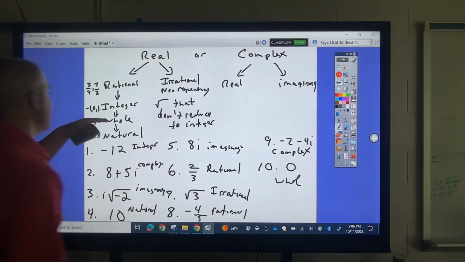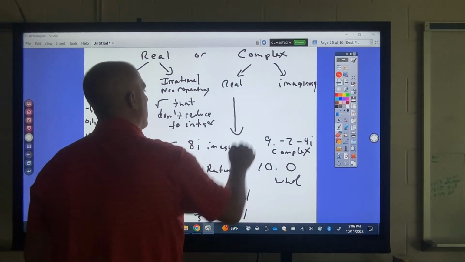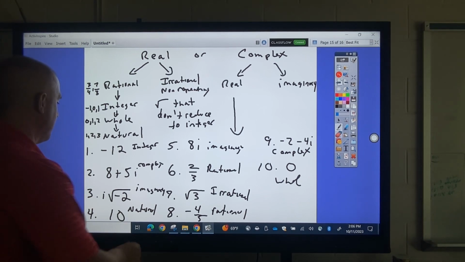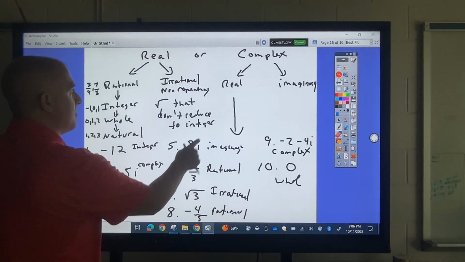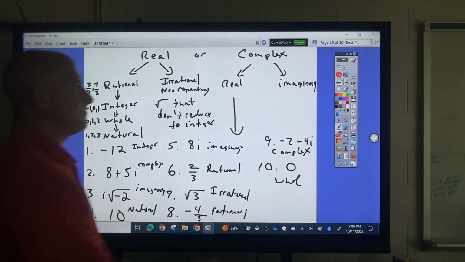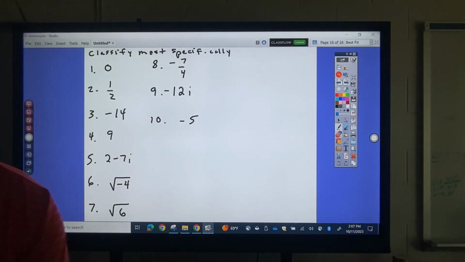Now, a 0 is an integer, but what I want to get to is the lowest part that I can get to. Like 10 is rational, 10 is an integer, 10 is whole, but the lowest I can get to is natural. So you want to try to get to the lowest possible one. This is technically a complex number, but I can get that also to be an imaginary. So go ahead and classify those on your own. A lot of calculations in that, but this will set us up really well for the rest of the unit.